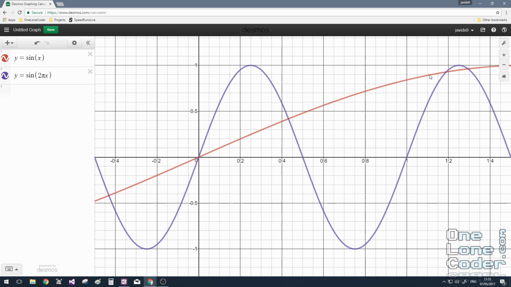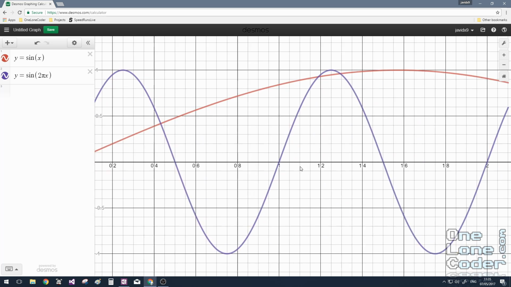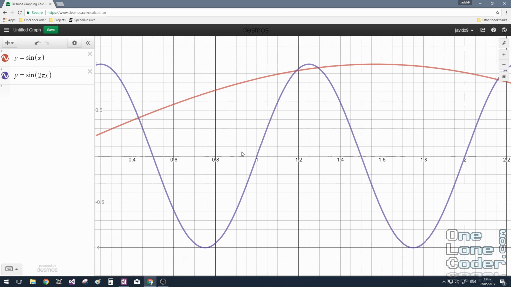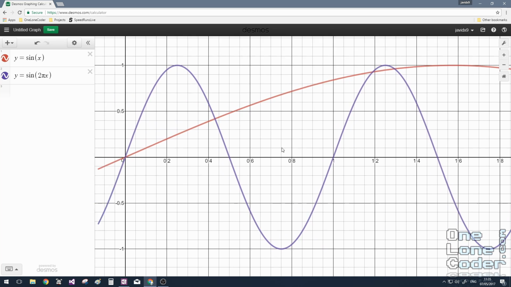We can see the original sine wave in the background and the new y equals sine 2 pi x here, where the input of x is scaled by 1 over 2 pi. We can see it crosses now at 1 and a half, and so forth along. So now we've got this easy way of calculating the remainder without using the floating point modulus.